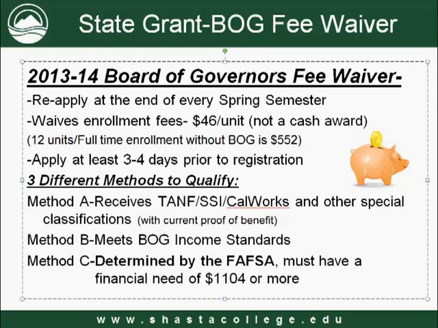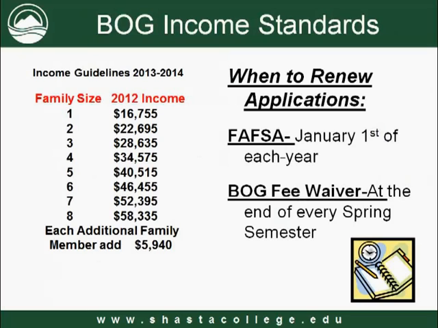There are 3 different methods to qualify for the BOG. Method A and B are determined through the standard BOG application. Method C is determined through the FAFSA. If you are unsure if you are eligible, follow up with your financial aid office and they can further assist you. The BOG income standards are posted here on this slide. If you meet these income standards, then you can apply through the standard BOG application. If not, you want to complete the FAFSA process and follow up with your financial aid office.